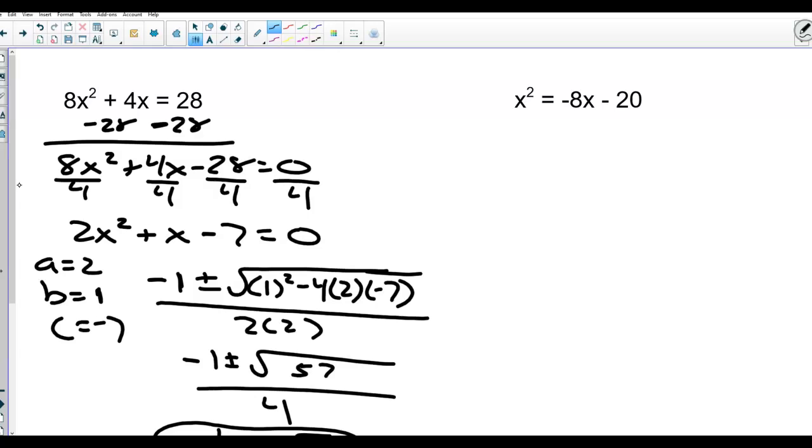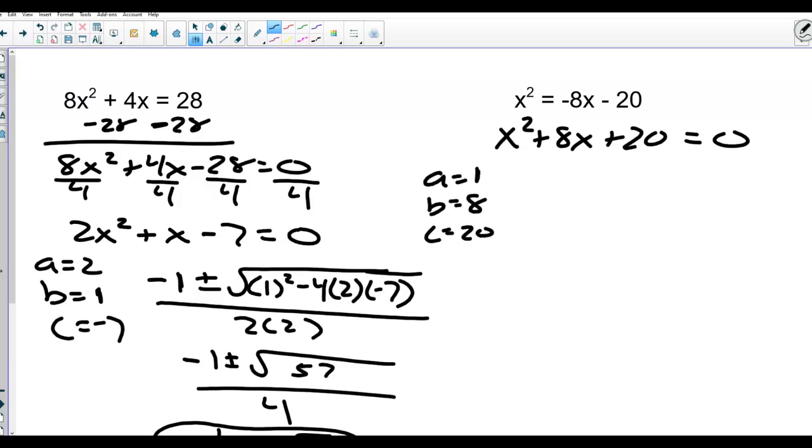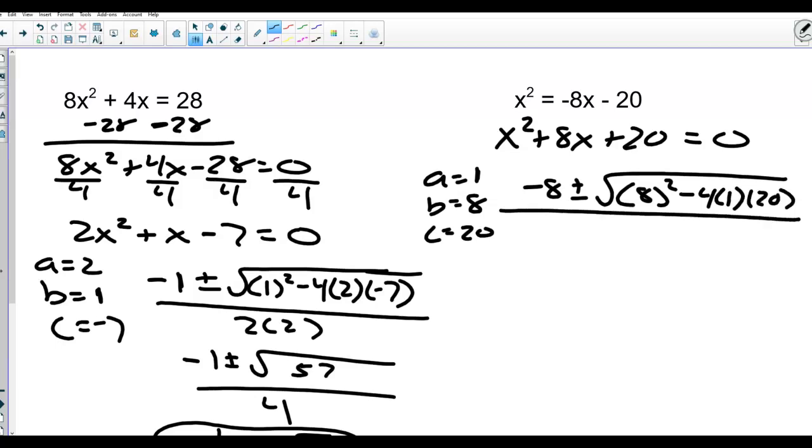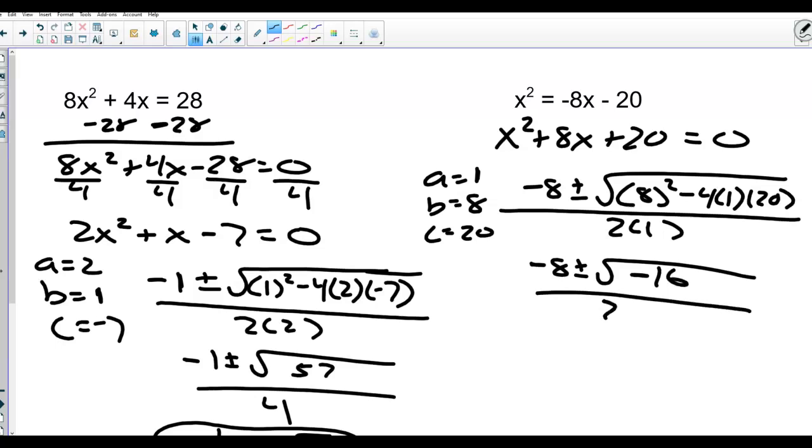Here, we always want to keep the A positive. So I do adding 8x to both sides and adding 20 to both sides. My A is 1, my B is 8, my C is 20. Negative 8 plus or minus the square root of 8 squared minus 4 times 1 times 20, over 2 times 1. Negative 8 plus or minus the square root of 64 minus 80, which is negative 16.